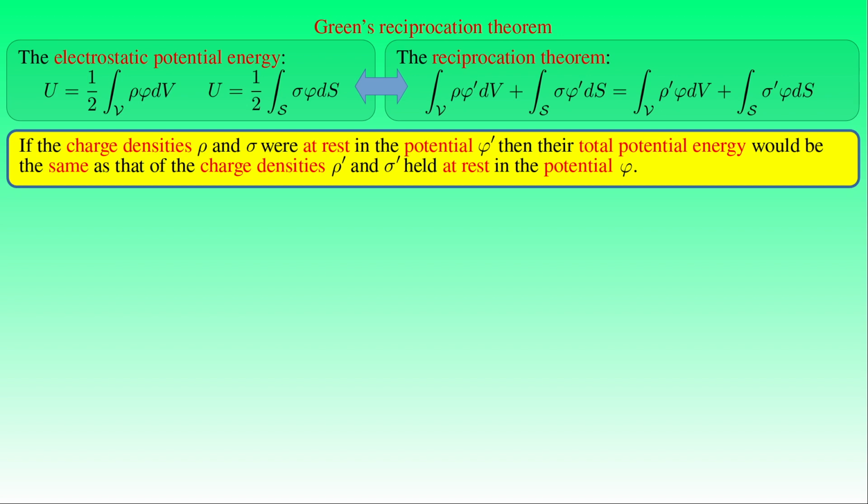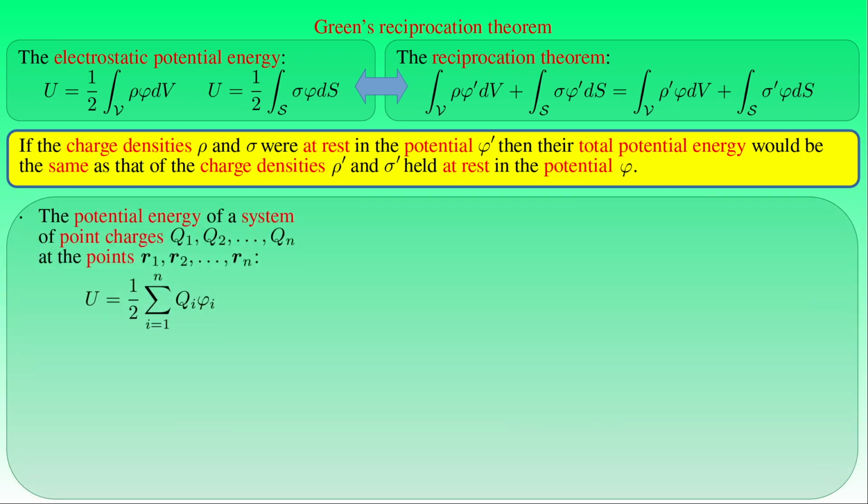We already demonstrated that the potential energy U of a system of point charges Q1, Q2, ellipsis, Qn at the positions R1, R2, ellipsis, Rn is equal to 1 over 2 times the sum of Qi times phi i from i equals 1 to n, where the potentials phi i are given by the sum of 1 over 4 pi times epsilon naught, times the charge Qj over the distance R sub ij from j equals 1 to n excluding i. Here R sub ij denotes the distance between the charges Qi and Qj.